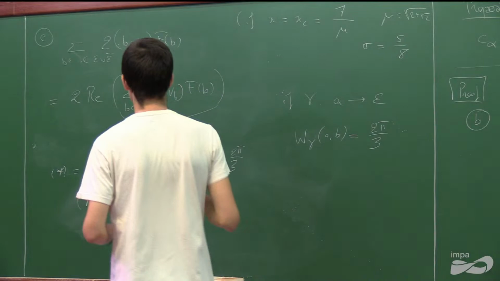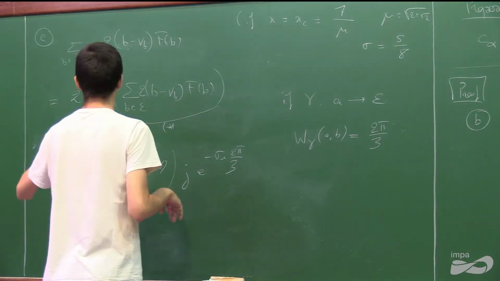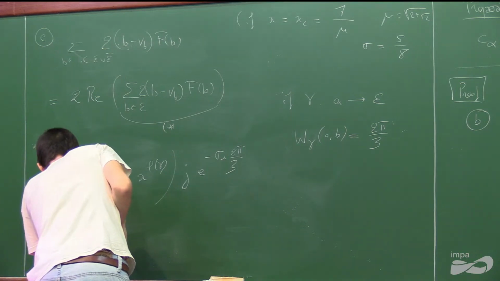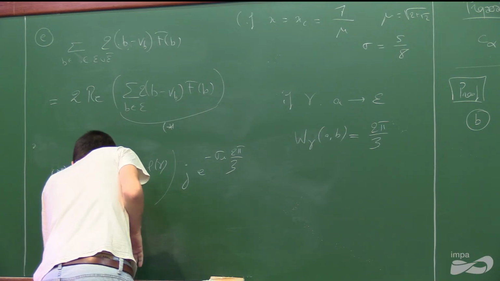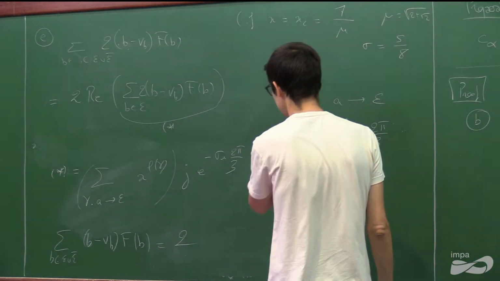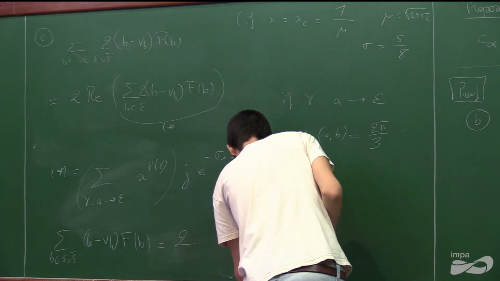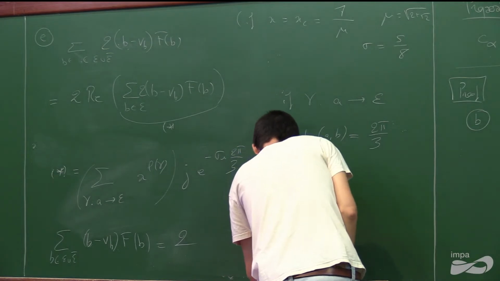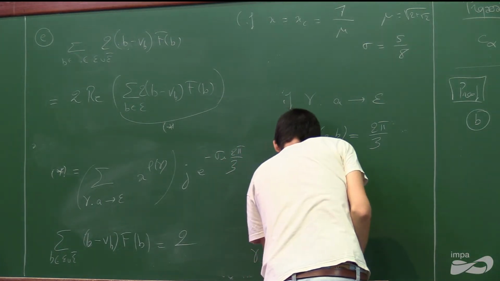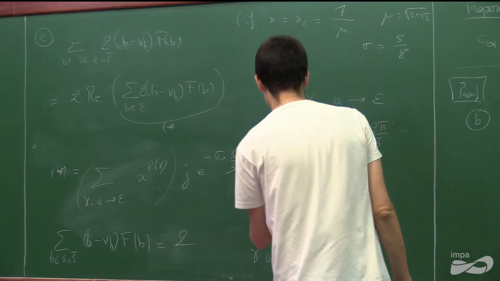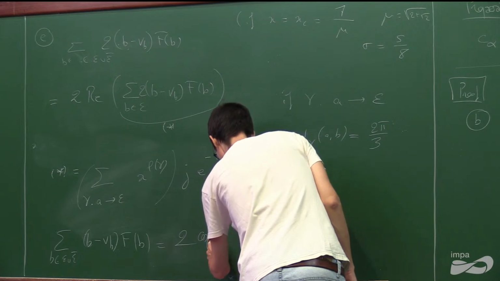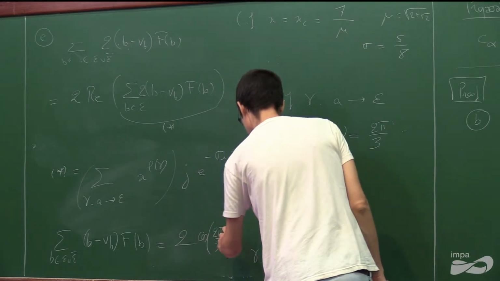So therefore, what we get is that the sum over B in epsilon union epsilon bar of B minus VB f of B is equal to 2 times the sum over paths gamma from A to epsilon of x to the L gamma, and then I have to multiply by cos 2 pi over 3 times, I guess, 1 minus sigma.